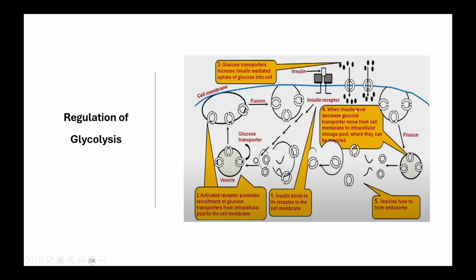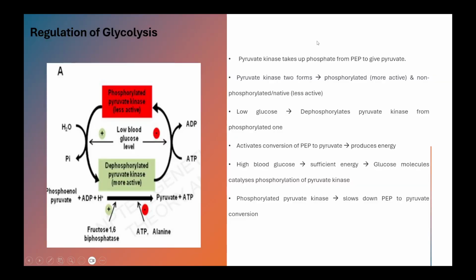cell. Then when insulin levels are low in the blood, glucose transporters can move from the cell membrane back to the intracellular storage pool where they can be recycled, and vesicles fuse to form endosomes. So these are the ones carrying the transporters. These transporters can finally be transported in vesicles forming endosomes, and when again required, they can be recycled back. Another type of regulation happens at the level of pyruvate kinase.